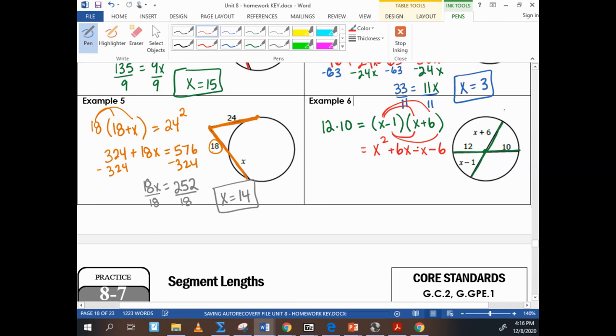Okay, so don't forget, you can simplify. Let's actually go ahead and do that. 6x minus 1x is 5x, and then you got the minus 6 right there. And 12 times 10 is 120.